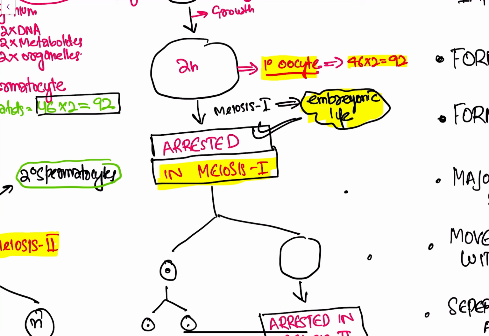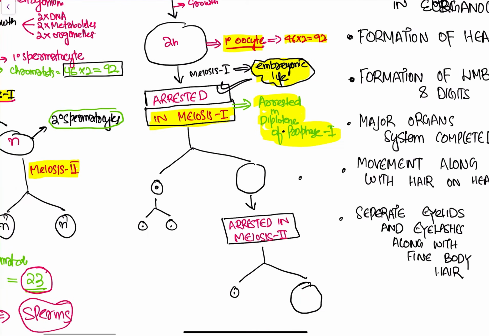Now it is asked in which phase it is arrested. Remember, it is arrested in diplotene of prophase first. This is a very important question that you might be asked. This primary oocyte is arrested in diplotene of prophase first. Remember this. Now this arrested meiosis is released during the tertiary stage of folliculogenesis, at puberty.